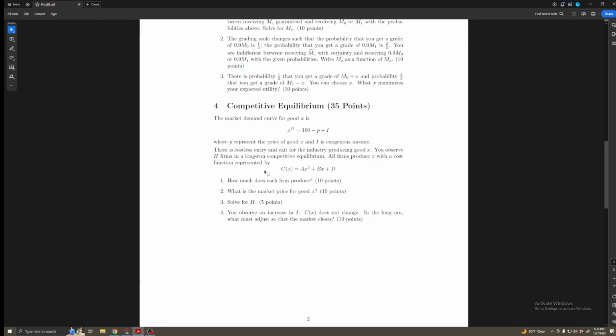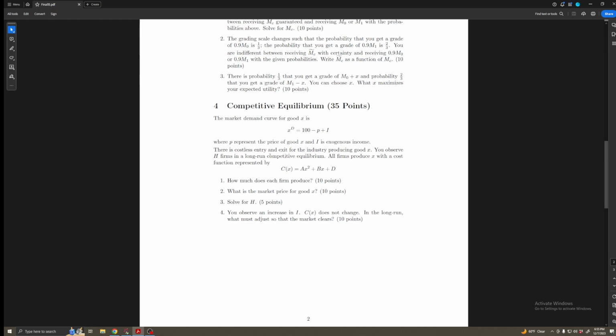All right, so question number 4, competitive equilibrium. We're given the market demand curve for good X. It's a function of both good X's price and I, which is just an exogenous income parameter. Obviously, as consumers get more income, they demand more of the good. As the price increases, they demand less of the good.